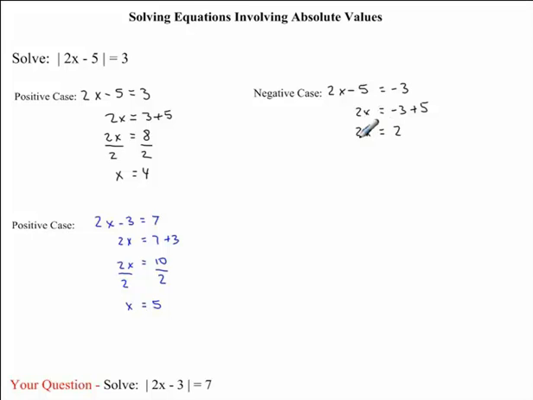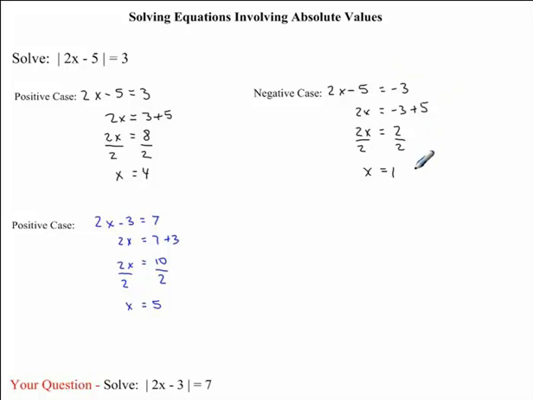Lastly, to isolate for x, we need to divide both the left-hand side and right-hand side by the number 2. 2 divided by 2 is 1, so we're left with x. And again, on the right-hand side, 2 divided by 2 is 1. So we know that when x is equal to 1, the 2x minus 5 we have inside of the absolute value bar will give us a negative answer.